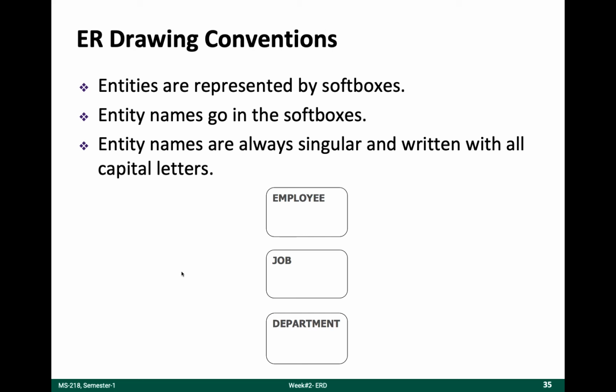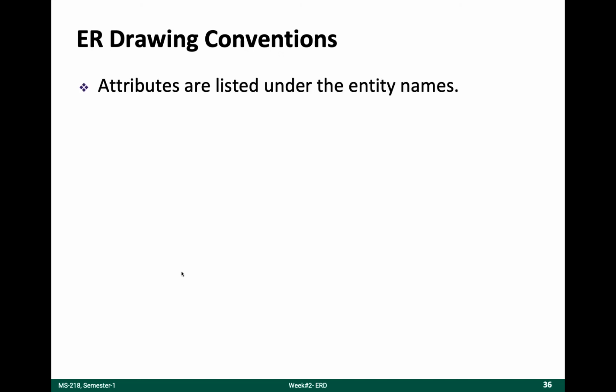So from the business requirement, you have to first identify which would be the important entities that you are going to draw. After selecting the different entities, you simply draw them with softboxes, okay? Attributes are listed under the entity names. Obviously, if one entity has 5 attributes, I would write all the names of the attributes inside the softbox of that particular entity.